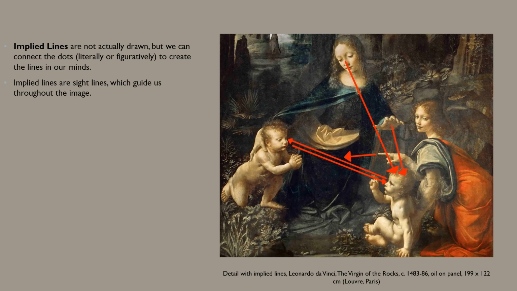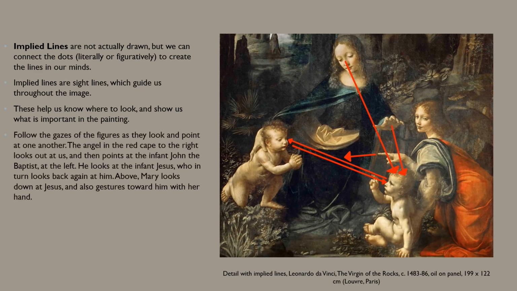These are also known as sight lines, because they're really the line of sight for these figures. And painters will use this to emphasize, right? To remember, we talked about emphasis, right? To emphasize certain aspects of the composition, and it also creates movement, so really important. As we follow the gazes, they look and point to one another. So the angel, in the red cape to the right, looks at the viewer, kind of past the viewer, and is pointing at the infant John the Baptist at the left.